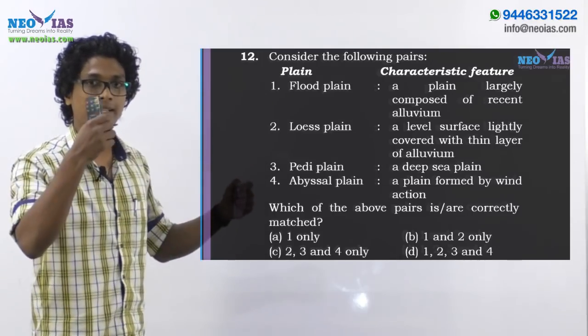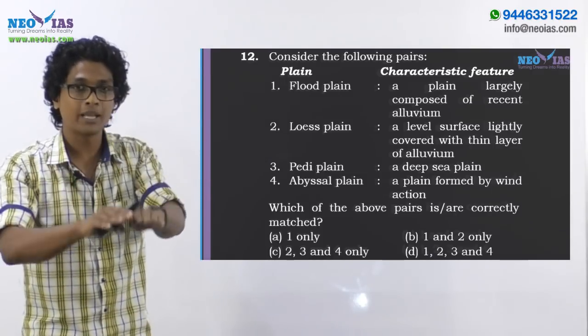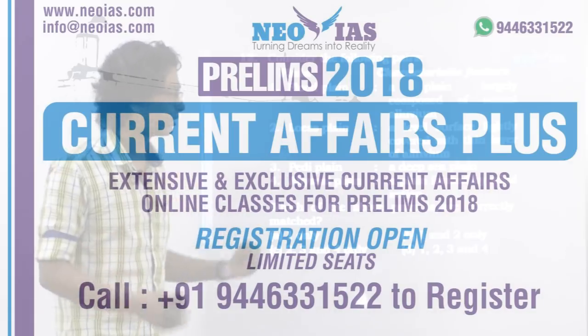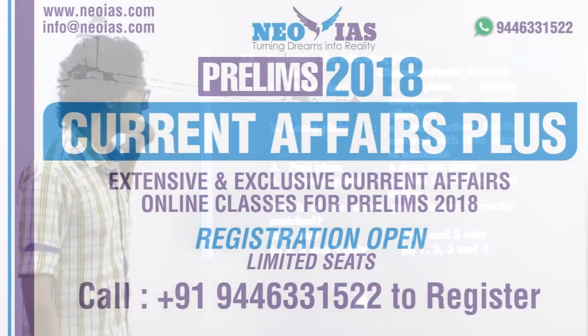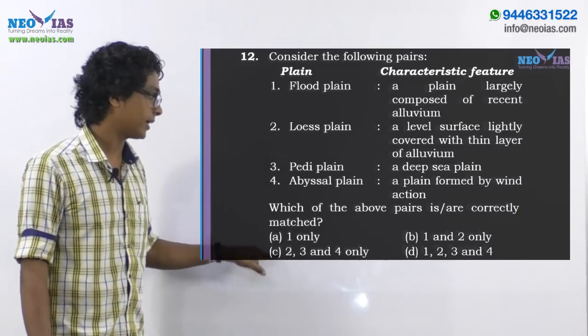Because when flooding is taking place, the water will spill over these plains and sediment will be deposited there, making them relatively recent alluvial deposits, right? So the first one is correctly marked, and going through the options, you can eliminate C from it, right?